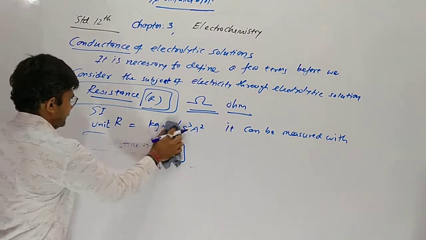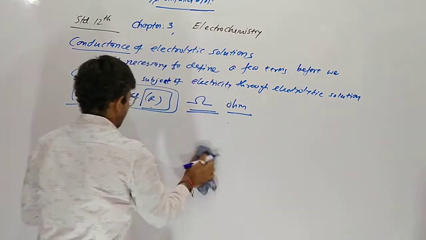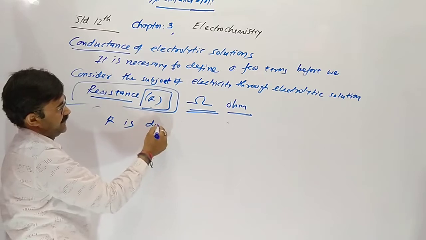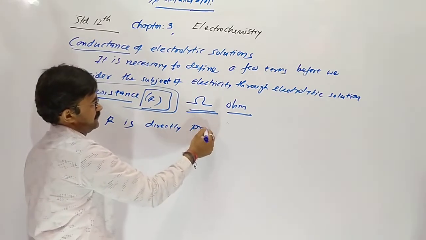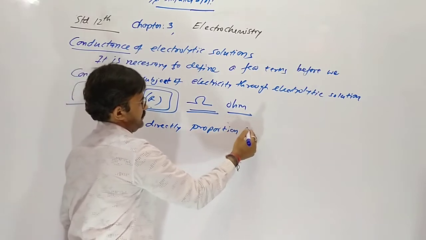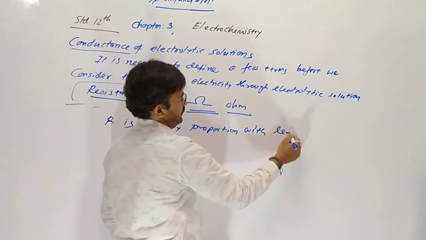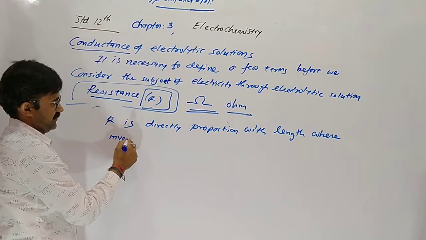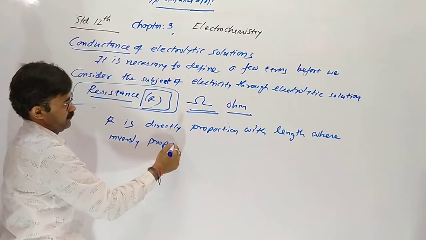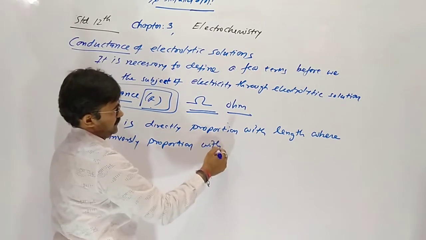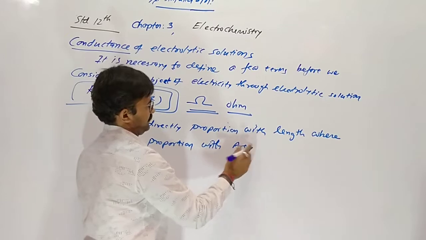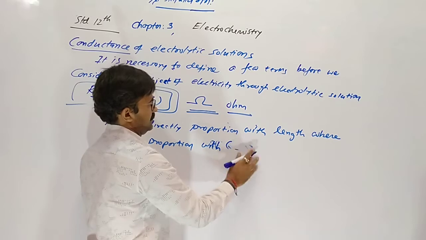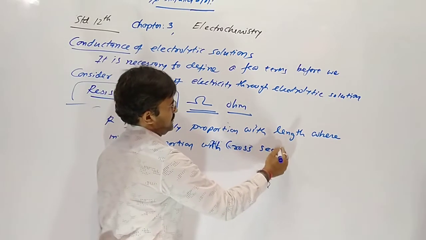Now, resistance is directly proportional to the length, where R is directly proportional to the length and inversely proportional to the area, the cross section area.